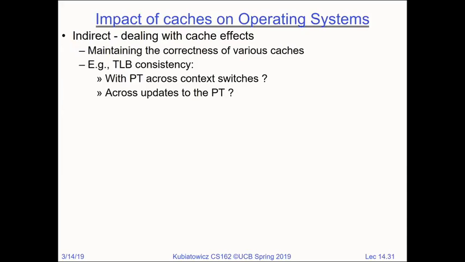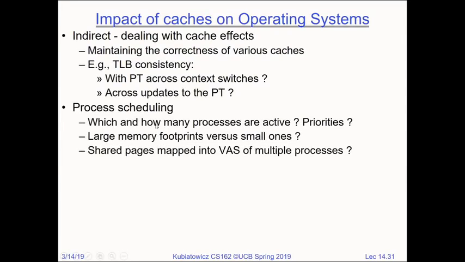So one is indirect, which is dealing with cache effects. And so this is maintaining the correctness of various caches, the consistency of them, what happens with page tables across context switches, etc. So that's kind of make sure the caches are even correct.